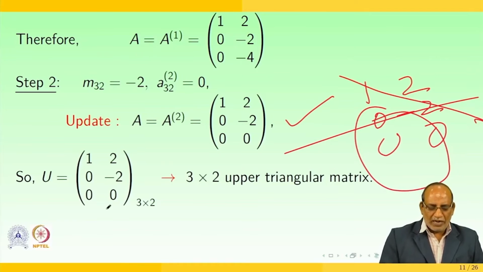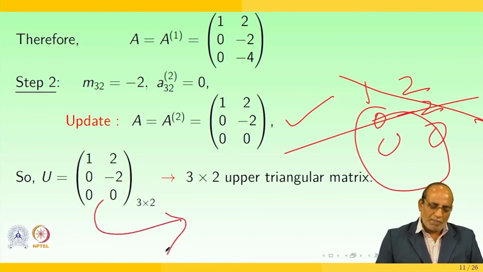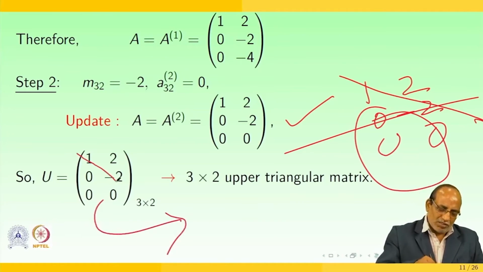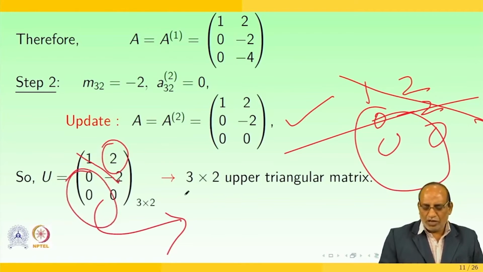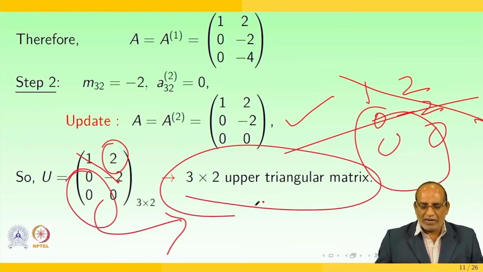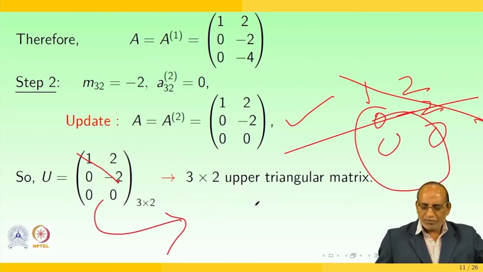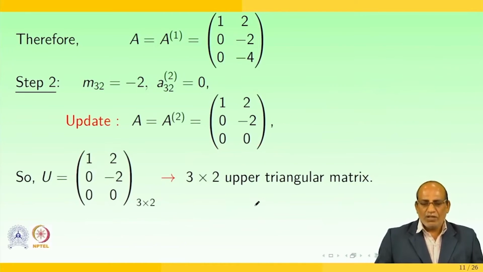So therefore you get the upper triangle matrix. This is the upper triangle matrix, where you have non-zeros and these are all zeros. So 3 by 2 is an upper triangular matrix. So therefore you get the upper triangle matrix straightforward.